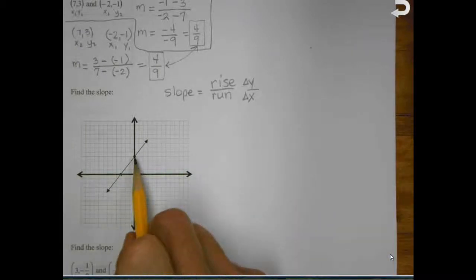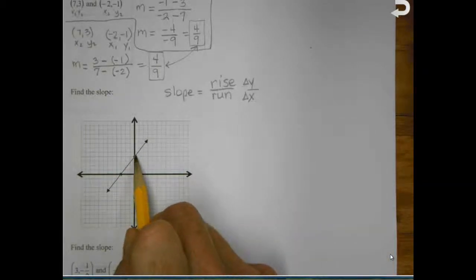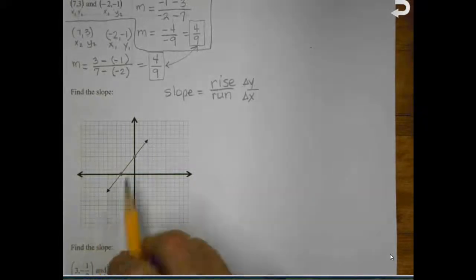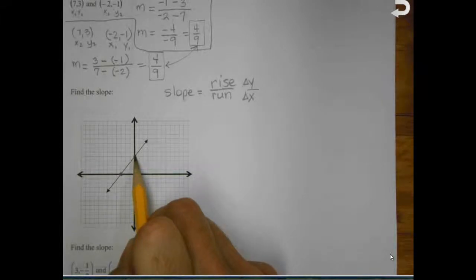So I can start here at a known point. You can see I have a little dot there and a little dot there to represent these are points I know for sure on my graph. And I can start at one of them and figure out where do I have to go in the y direction to get to my next point.